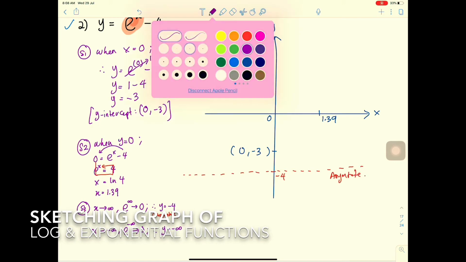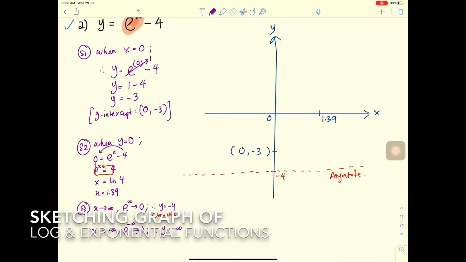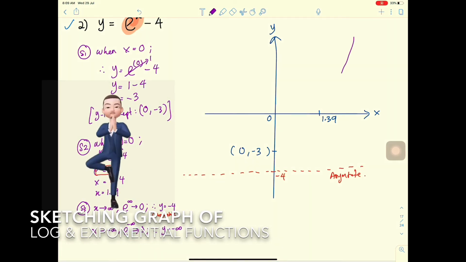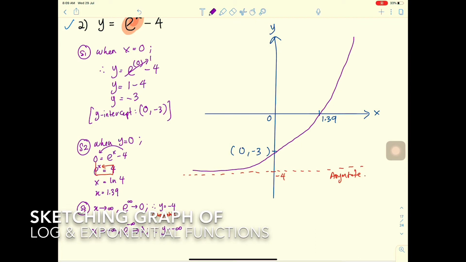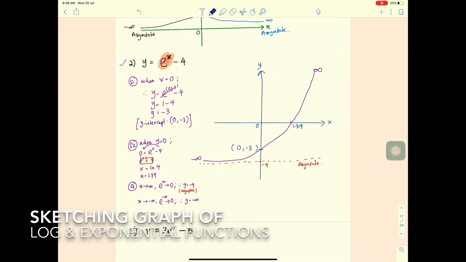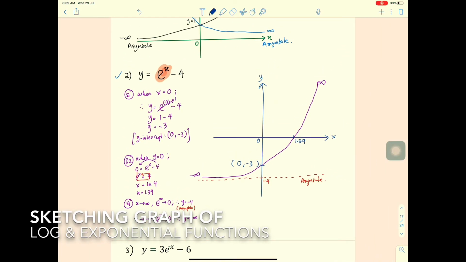Now we are going to sketch from infinity, passing through the value of 1.39, and then passing through negative 3 and until negative infinity and infinity. I touch up this value, (0, -3). This is how we sketch the graph for this kind of question.